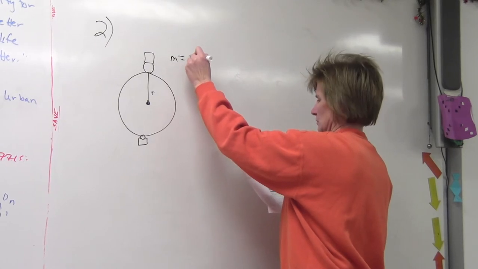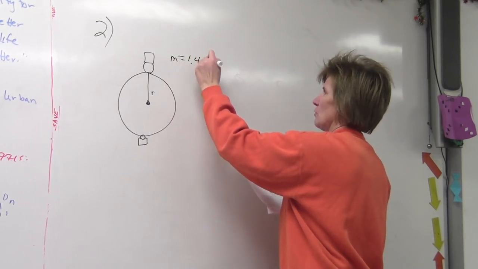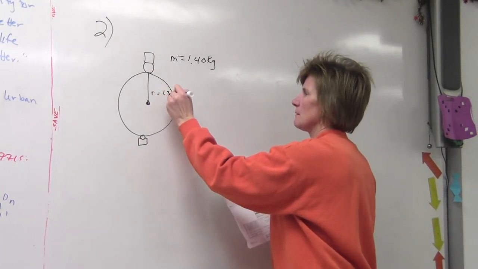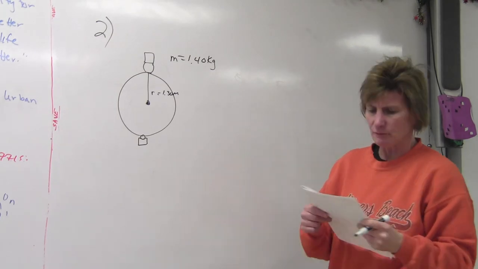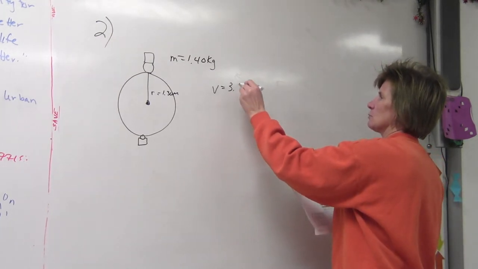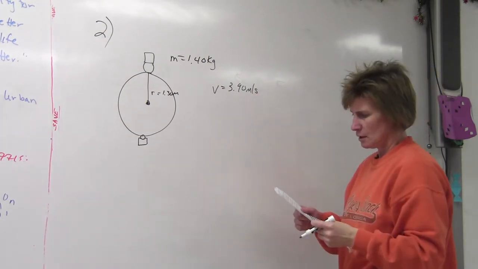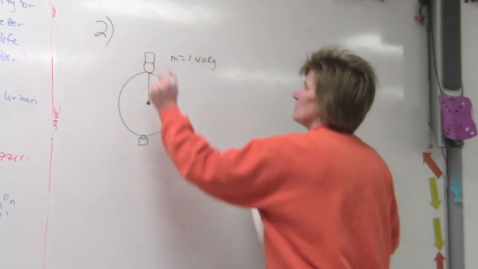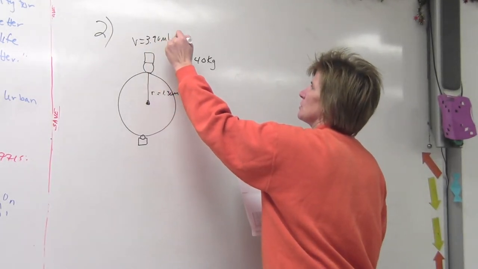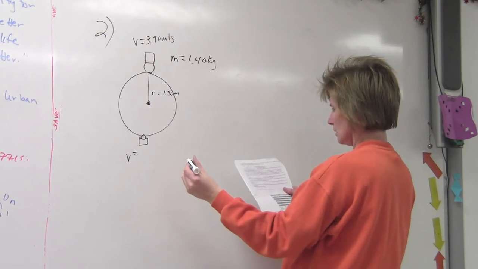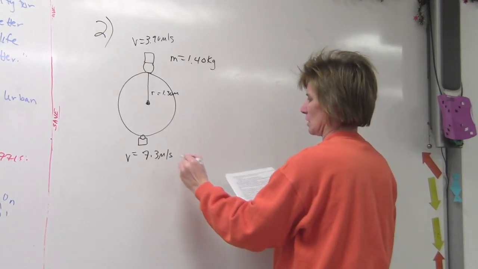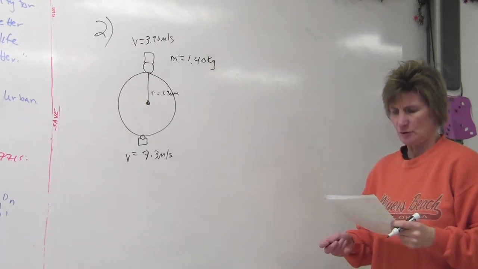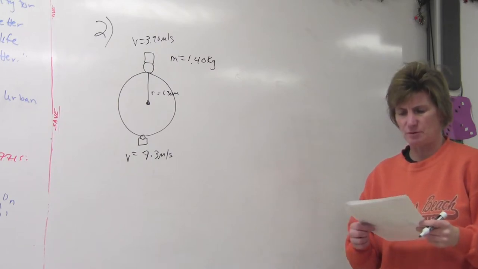Mass equals 1.4 kilograms. The radius is 1.3 meters. The speed of the bucket, velocity, is 3.9 meters per second at the top, so V up here is 3.9 meters per second. V down here is 7.3 meters per second. Show a diagram. Where's my diagram? For the top, calculate acceleration and tension, and for the bottom, do the same.